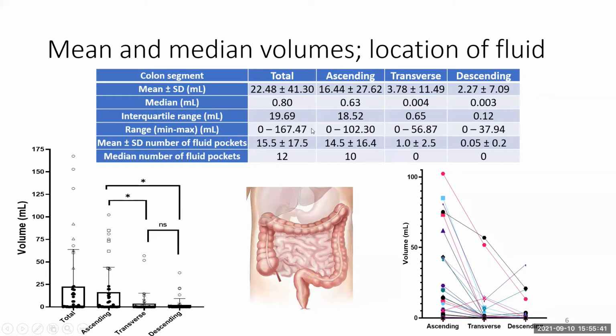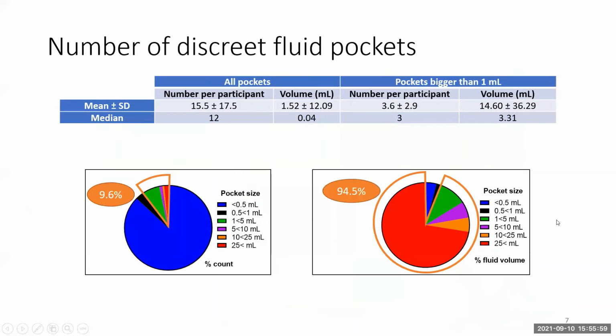So it's quite normal for this type of research. We can also see, when we compare the different segments of the colon, that the fluid decreases when you go from proximal to distal colon, both on population scale but also on individual scale, as you can see here.